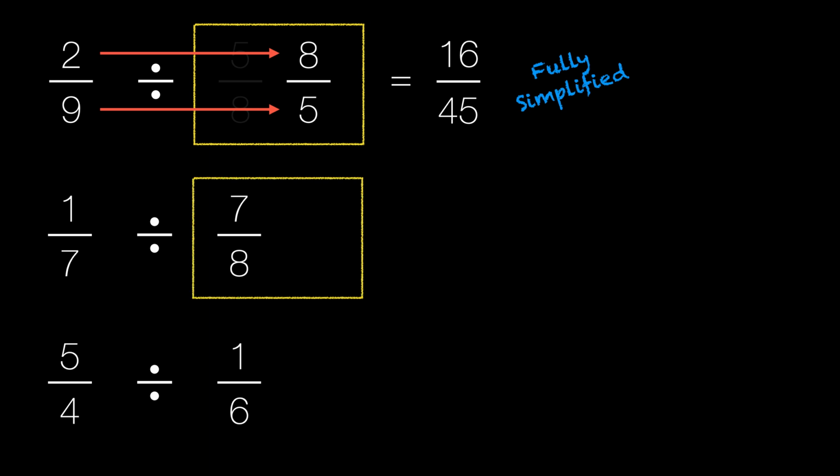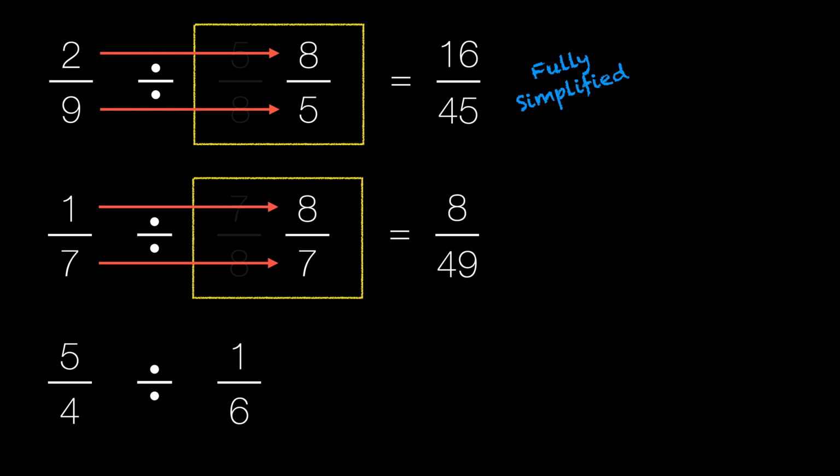Flip this 7/8 to 8/7. Multiply across. 7 times 7, 49. 1 times 8, 8. And that is fully simplified.